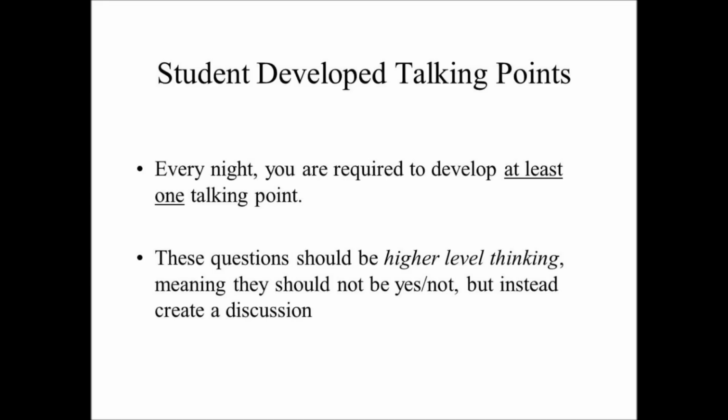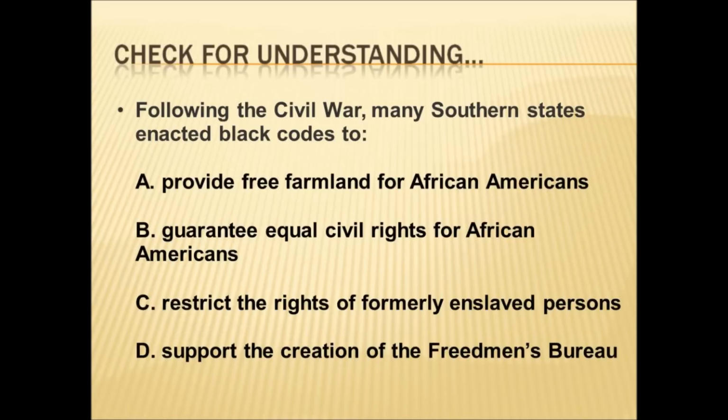And we're going to take some of your questions, and our check for understanding today. Following the Civil War, many Southern states enacted Black Codes to: A, provide free farmland for African Americans; B, guarantee equal civil rights for African Americans; C, restrict the rights of formerly enslaved persons; or D, support the creation of the Freedmen's Bureau. We'll go over that question tomorrow in class.